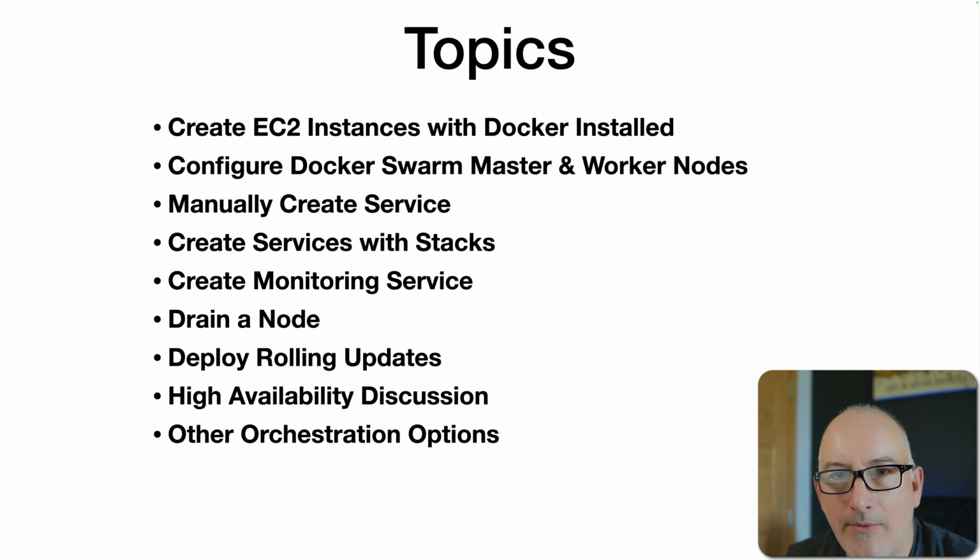The topics that we're going to cover in this particular video on Docker Swarm: we're going to create those EC2 instances with Docker already installed. I'm going to show you how to configure the Docker Swarm master and the worker nodes, so we'll set them up so that we know which one's the master and which one's the worker. After that, we're going to start talking about how we can deploy our containers or our services to these different worker nodes. We're going to start with a manual deployment, so we'll use the command line and deploy an application. Then we'll also manually scale it, just so you can see what it looks like. Then we're going to talk about stacks. Docker Swarm has this concept of stacks.